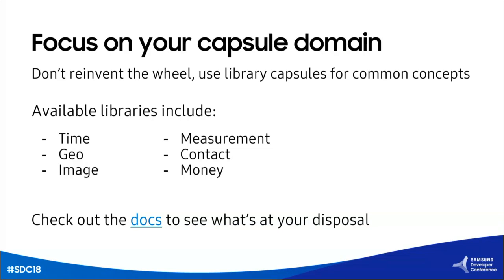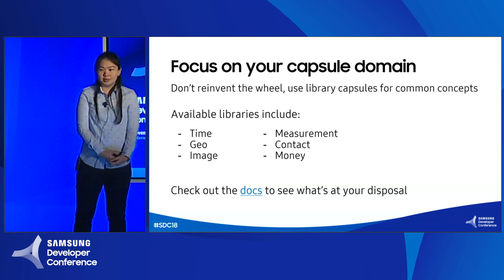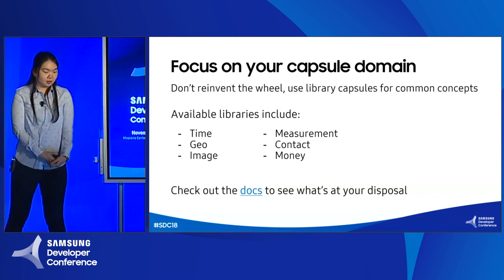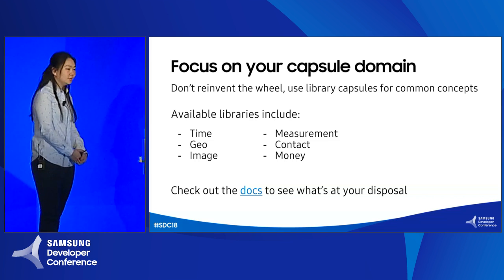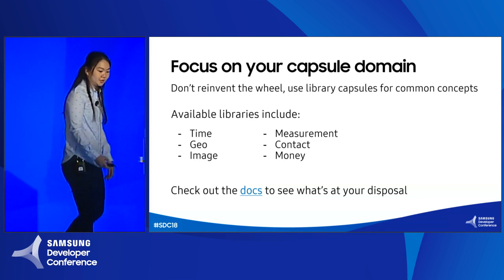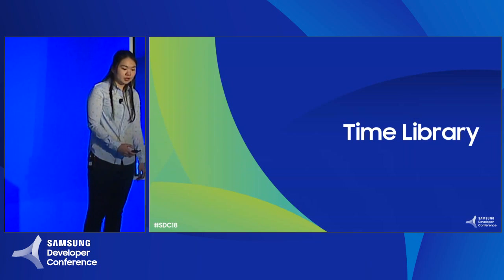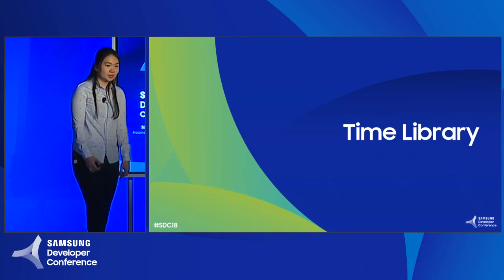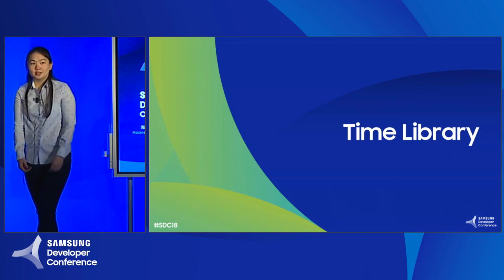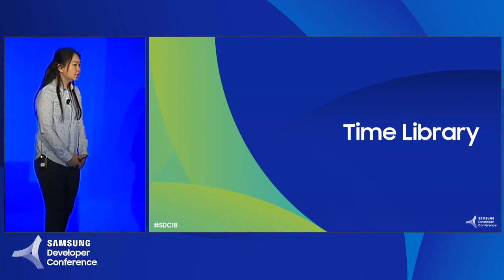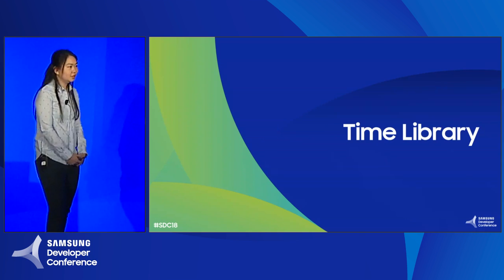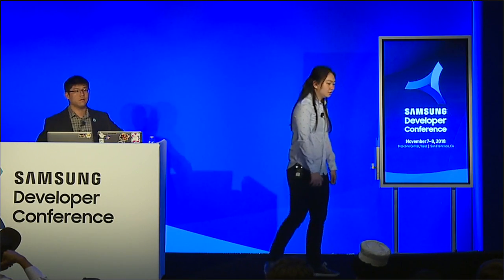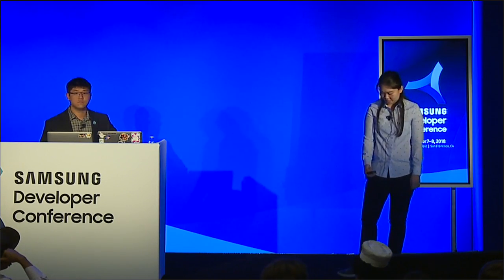We have some available libraries like time, geo, image, measurement, contact, money. There are more. You can find the documentation for this on the Bixby Developer Center. You get to see all the library capsules available, what concepts there are in there, and how to use them. Today I'm going to go over two of our most popular library capsules, the time library and the geo library. So I'll use the time library in our space resorts capsule since we had talked about booking a space resort and you want to know when you're going to stay there. And then I'll go more into detail on the geo library that we use in the already launched capsule for weather. Let's start with time.